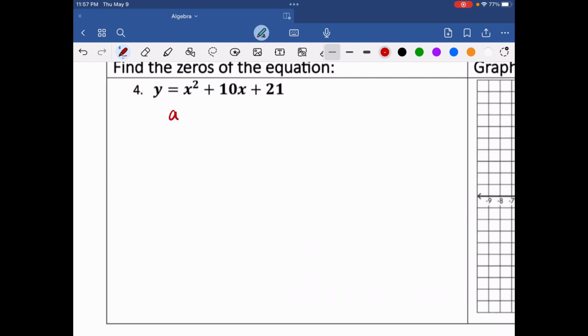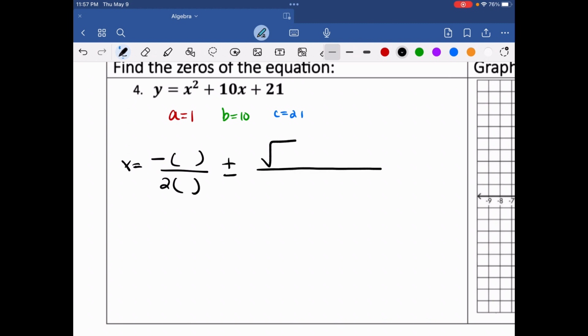A, B, C. A is 1, B is 10, and C equals 21. Now we use the formula x equals -b over 2a plus or minus a fraction with the big square root at the top. Okay, let's do the first part though, b and a. So b is 10 and a is 1.